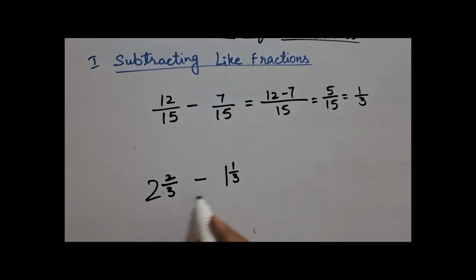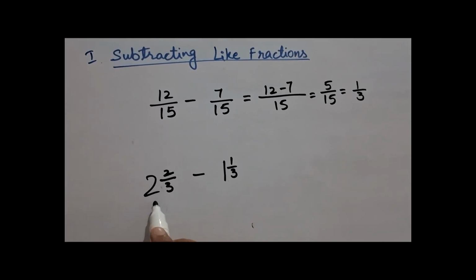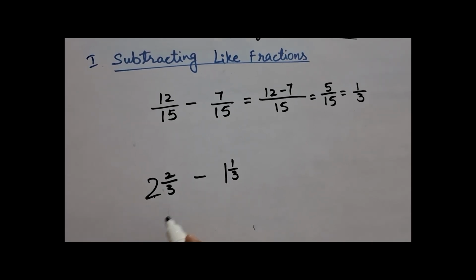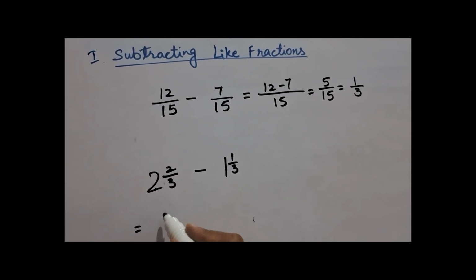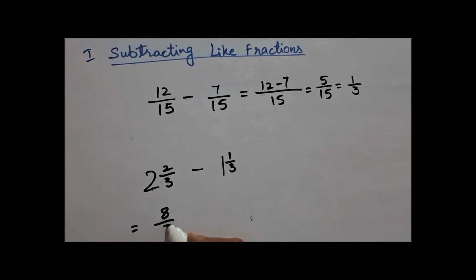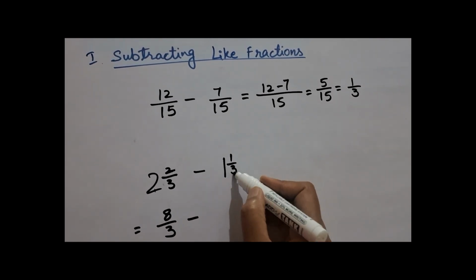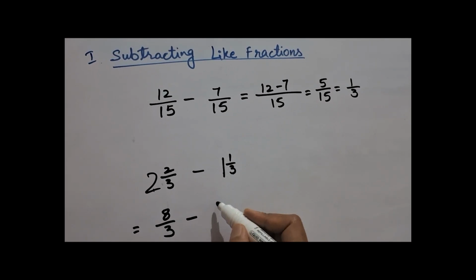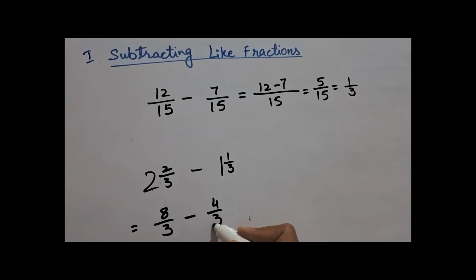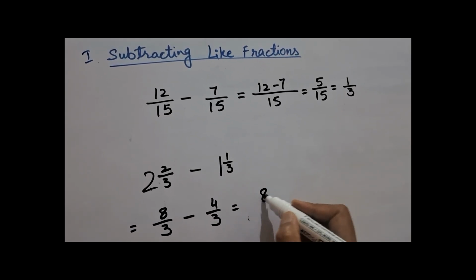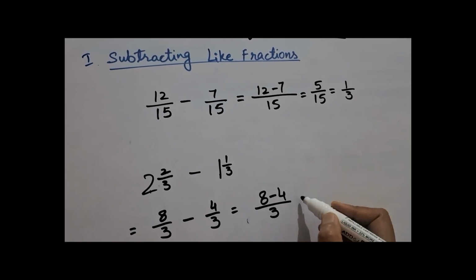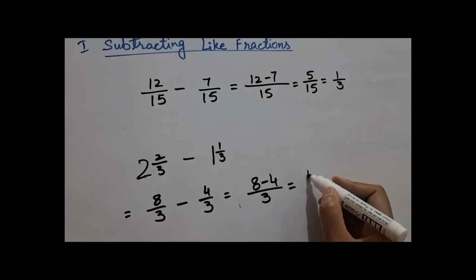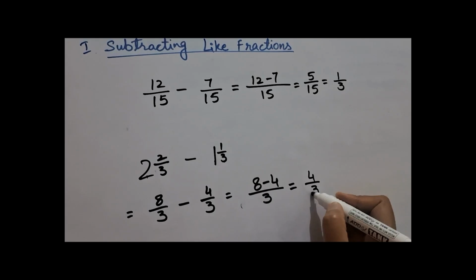Here we need to convert these two mixed fractions to improper fractions, children. That is 2 3s are 6, 6 plus 2, 8. 8 by 3 minus 3 1s are 3, 3 plus 1, 4. 4 by 3, which is equal to 8 minus 4 by 3, which is equal to 4 by 3.